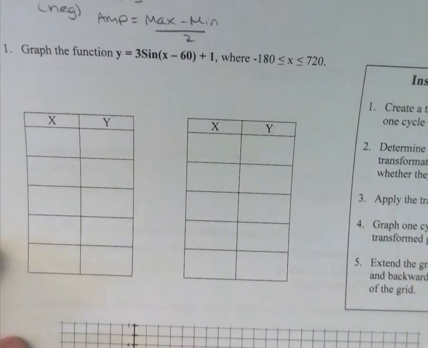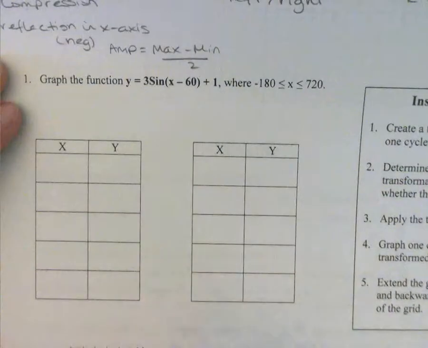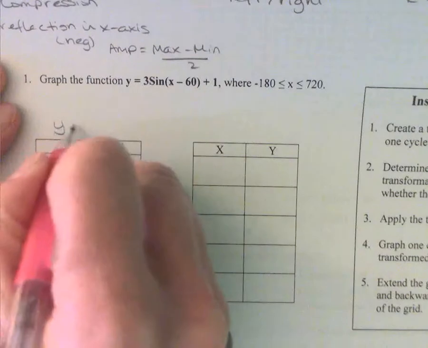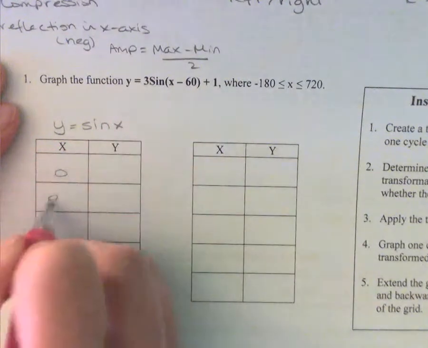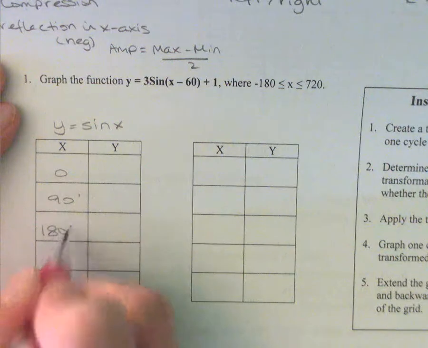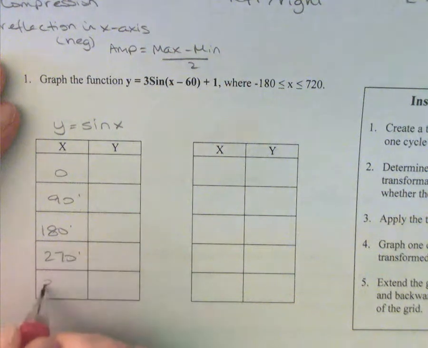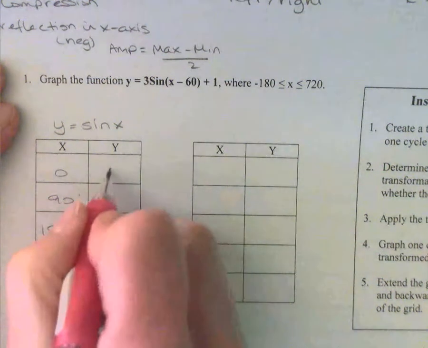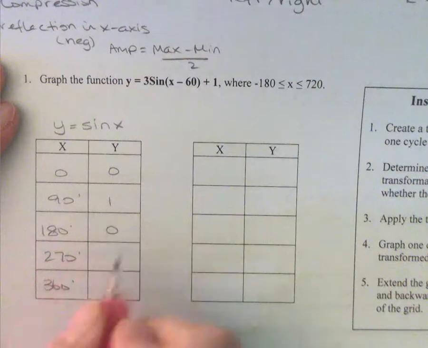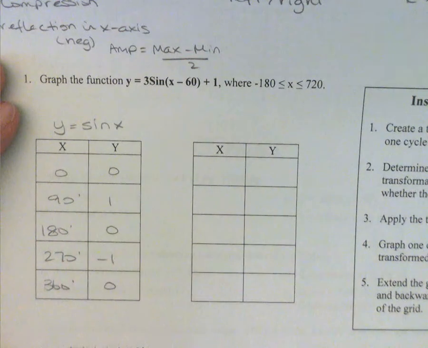So let's look at graphing a sine function. I'm going to do my basic sine graph, y is equal to sine x. So I have 0, 90, 180, 270, 360. Those are key values, ones that aren't decimals. My sine graph starts at 0, goes up to 1, back to 0, minus 1, and back down to 0.